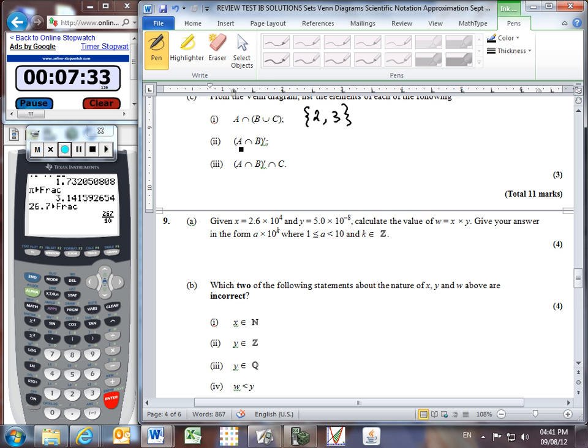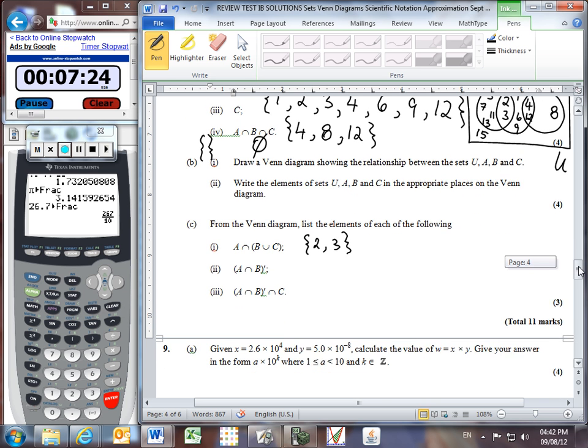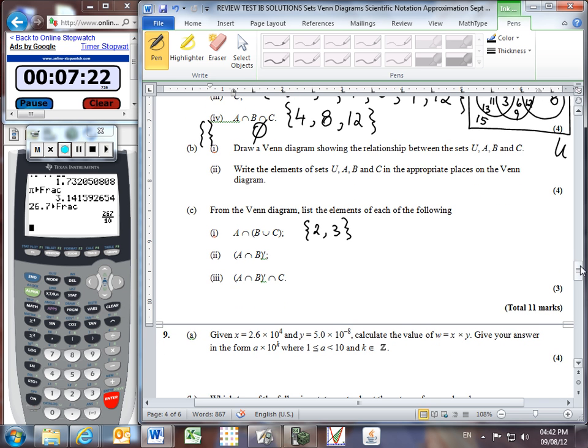Now we want to find out what are all of the elements that are not in the intersection, the overlapping region between A and B. So let's look at the overlapping region between A and B. That's only 2, 3. So we've got to list then every single other element because of the not, the complement. So that's 1, 4, 5, 6, 7, 8, 9, 10, 11, 12, 13, 14, and 15.